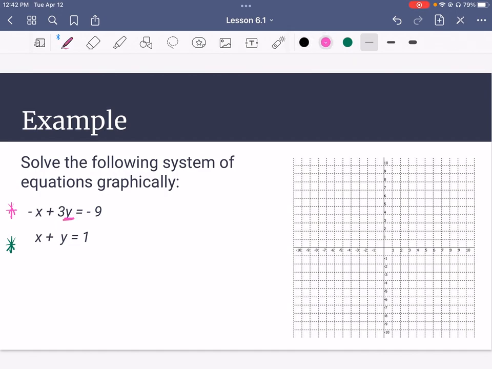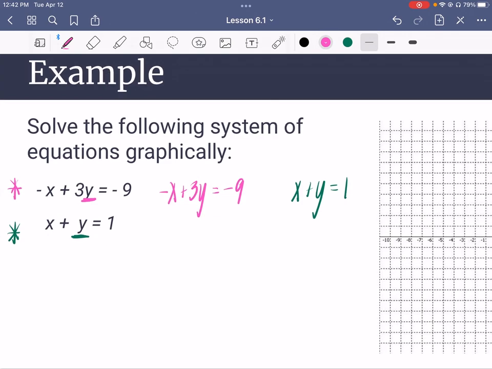Okay, so here is our first example. We've got our two equations here. Now notice they are not in slope-intercept form. So that's the first thing that I am going to do, to get y isolated on one side of the equation and the rest of it to look like slope-intercept form. So let me go ahead and write both of these equations here so we can do that.